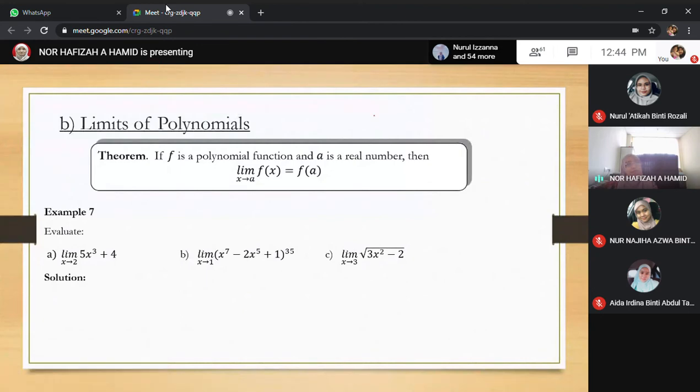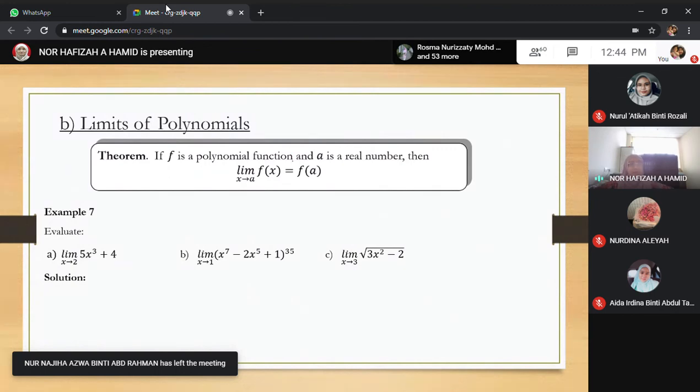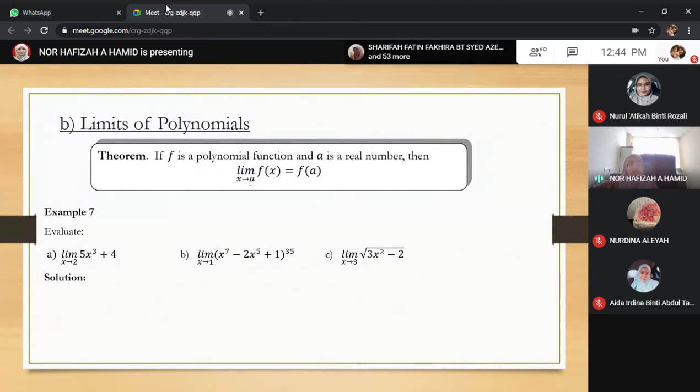Okay. So based on the theorem, if f is a polynomial function and a is a real number, then limit x approach to a, f(x) is equal to f(a). Okay. So kalau function f tu polynomial, so you nak tengok limit dia, you hanya substitute je value. Sebab tu dia ada f(a) kat sini. So you hanya substitute x tu with value of a. So you akan dapat terus answers.